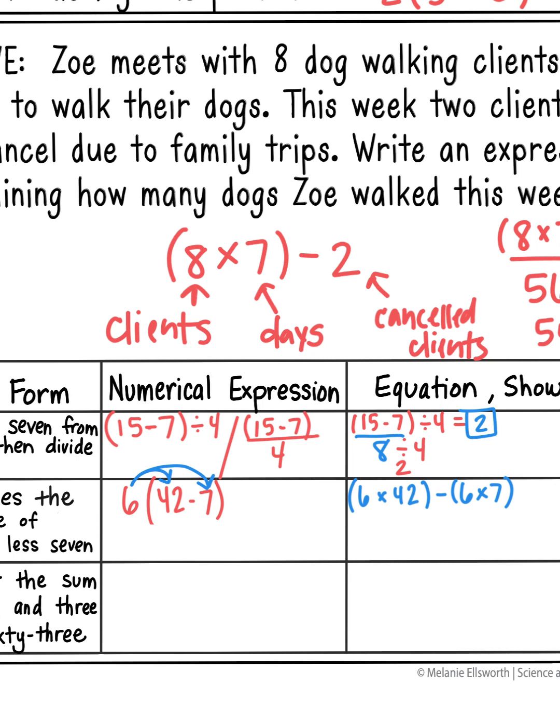So I'm going to do 42 times 6 first, which is 252. Then I'm going to do 6 times 7, which is 42. I'm subtracting them, so my final answer is 210.